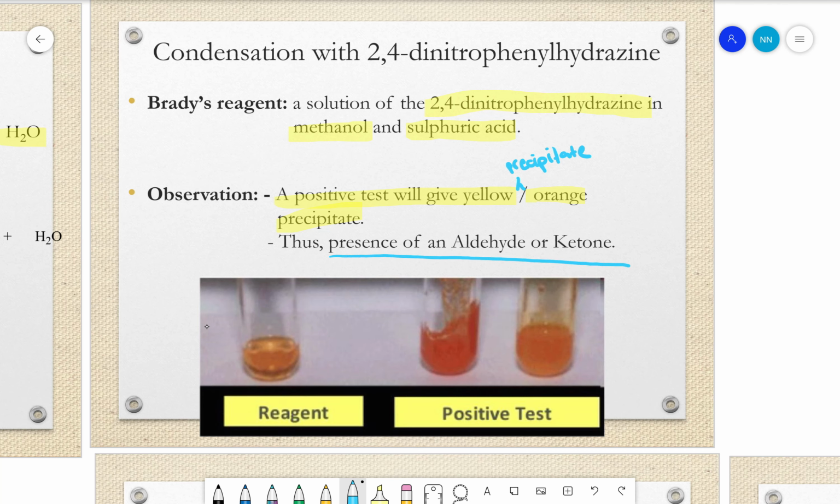Remember, Brady's test is to identify the presence of a carbonyl compound. Whether it's an aldehyde or a ketone, you don't know. You have to proceed with the next test, which is Tollens' reagent, in order to find out whether it's an aldehyde or a ketone.